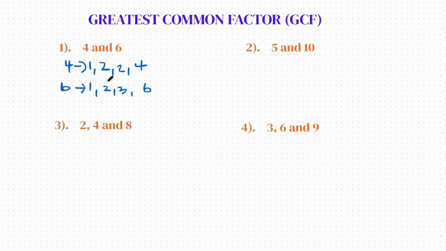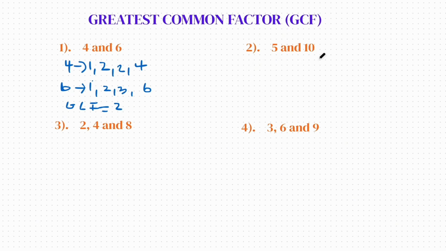What are the factors that 4 and 6 have in common? We notice that we have a 1 and 2 up here and we have a 1 and 2 right here. So those would be the factors in common for 4 and 6. Remember, we're looking for our greatest common factor. So you're going to pick the factor that has the highest value, and 2 is greater than 1. So the GCF of 4 and 6 would be 2. So GCF is equal to 2. Let's move on to our second example.